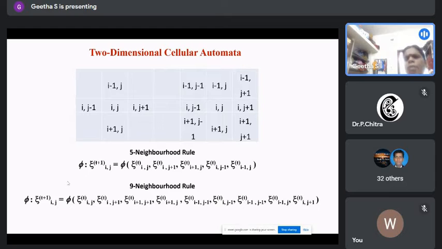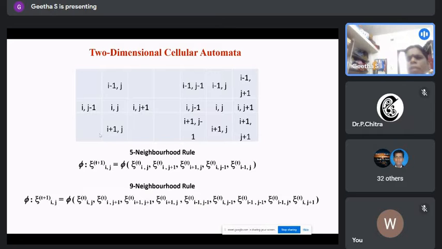So now we are using two-dimensional cellular automata. Here you have to apply the 5-neighborhood rule, and after that the 9-neighborhood rule. You can apply any other rule as well. So first of all, we take the first rule, the 5-neighborhood rule.